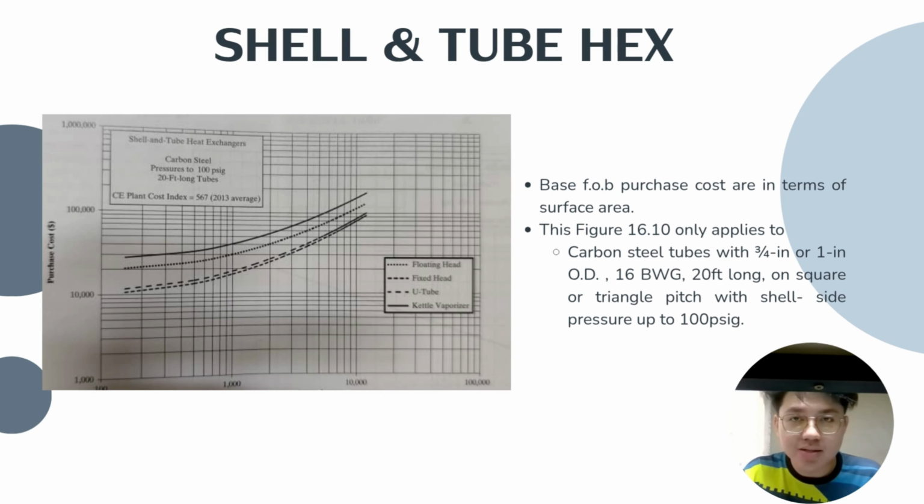The first heat exchanger is the shell and tube heat exchanger. The diagram on the left side shows the base FOB purchase cost in terms of surface area. This figure only applies to carbon steel tubes with 3/4 or 1 inch outer diameter, 16 BWG, 20 feet long, on square or triangle pitch with shell side pressure up to 100 psig.